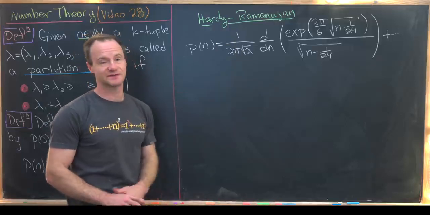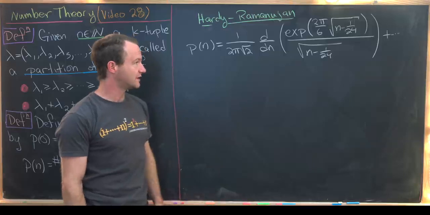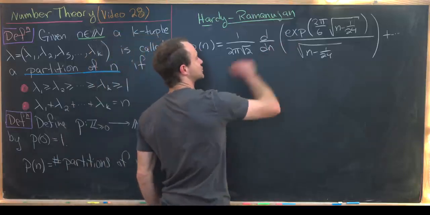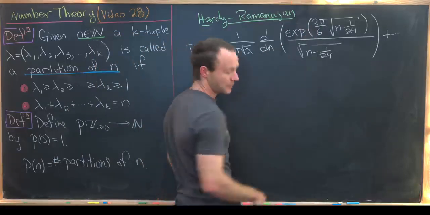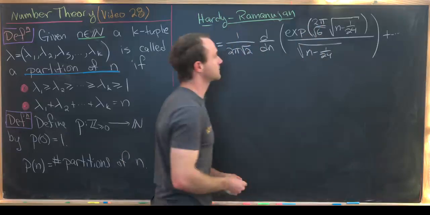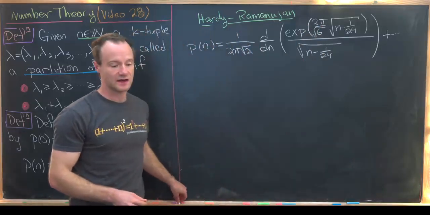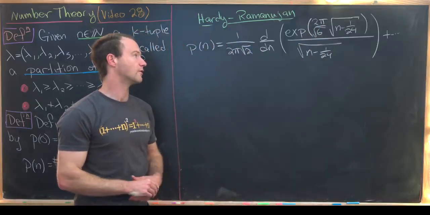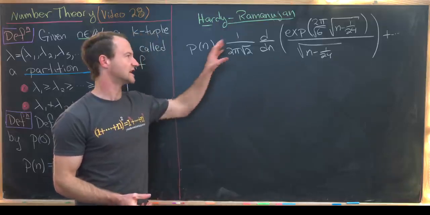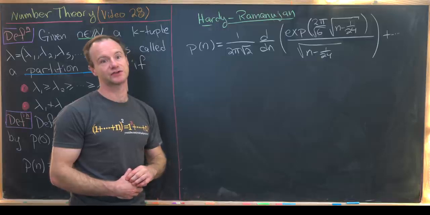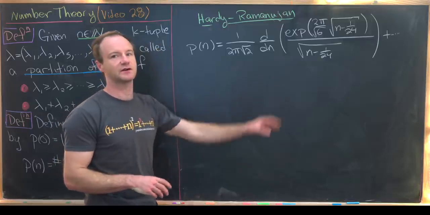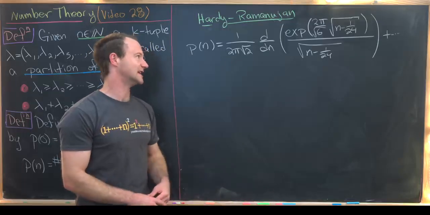1 over 2 pi times the square root of 2, the derivative with respect to n of this object. So we've got an exponential function in the numerator, 2 pi over, that should be the square root of 6 here, and then the square root of n minus 1 over 24, and then another one of those in the denominator. So as you can see, there's lots of parts of this object that are not natural numbers, but when you put all of this together and look at the infinite series, then you will in fact get a natural number.